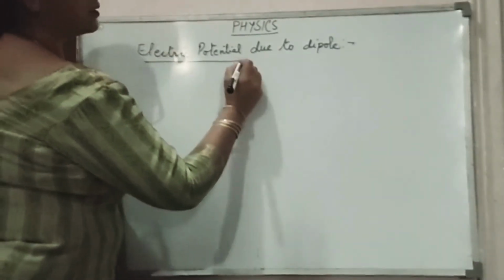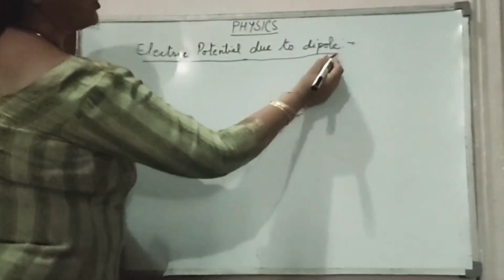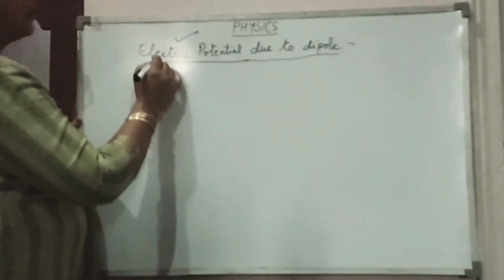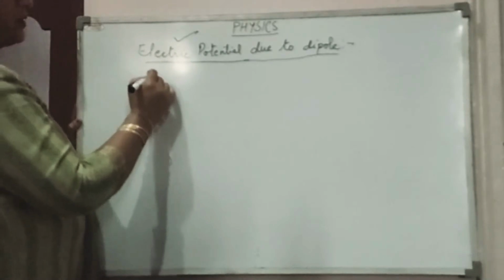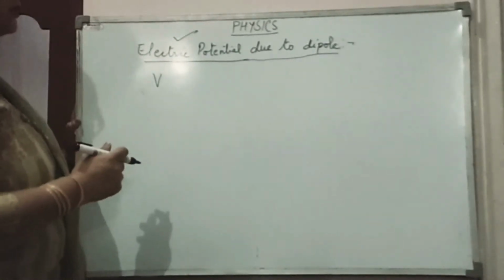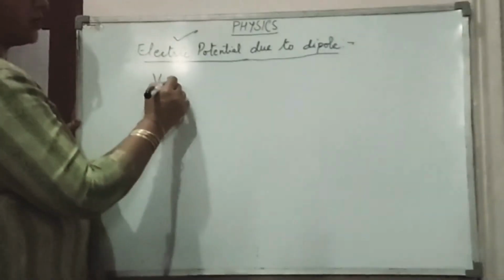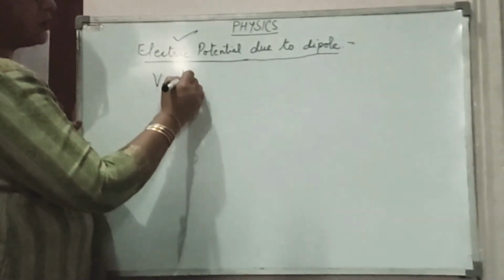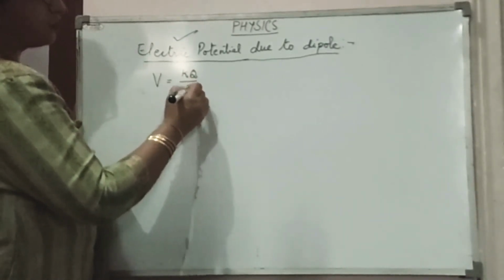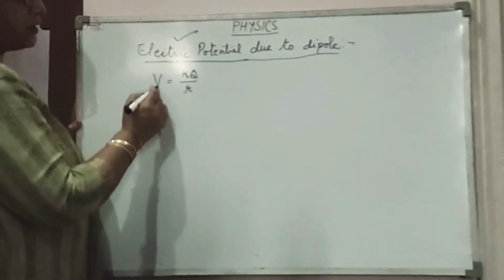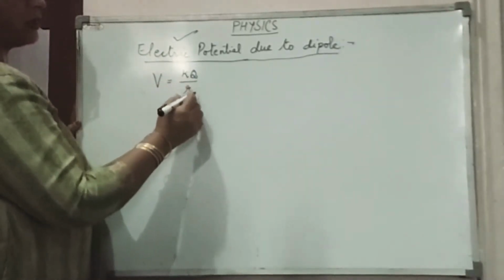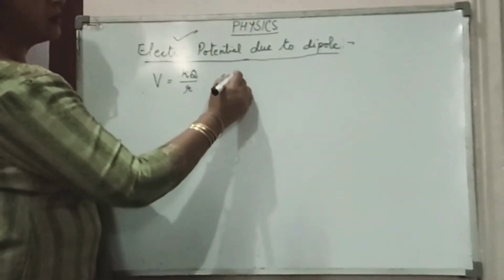Before discussing this topic, I would like to tell you what is electric potential. Electric potential is represented by V, and it is the amount of work done to move unit positive test charge from infinity to a particular point in the electric field of source charge. And mathematically, potential V is equal to KQ by R, and it is a scalar quantity.